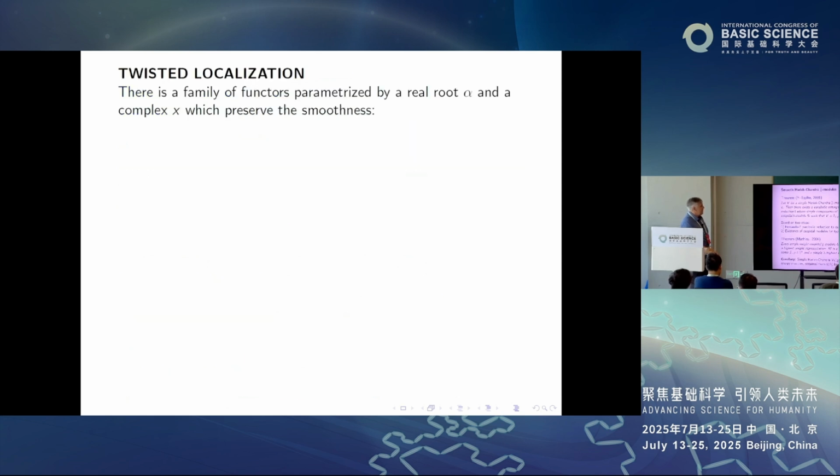Okay, so then we have a complete classification in the Harish-Chandra category. Now I will describe what twisted localization is. This is a family of functors parameterized by two things: an arbitrary real root alpha and any complex x. I'm defining it in the affine setting. The theorem, Mathieu's theorem, was for the finite dimensional case, but we can define the same functors in the affine setting, and they preserve smoothness.